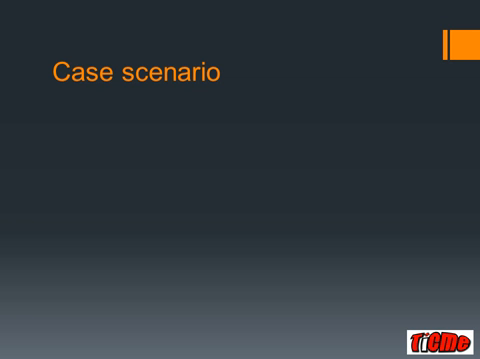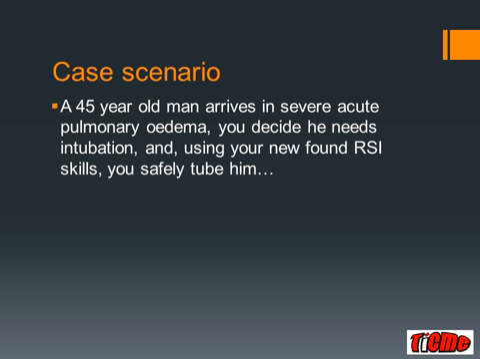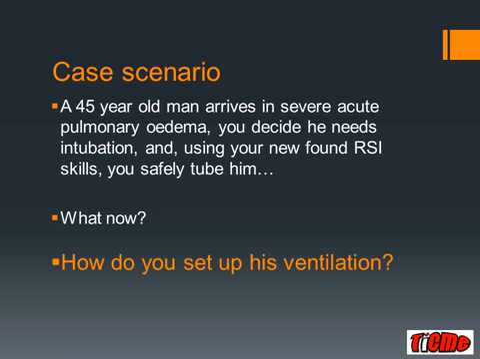So what about a case scenario? A 45-year-old man arrives in severe acute pulmonary edema. You decide that he needs intubation and, using your newfound rapid sequence induction and intubation skills, you safely put in the endotracheal tube. But what now? How are you going to set up his ventilation? Let's find out.